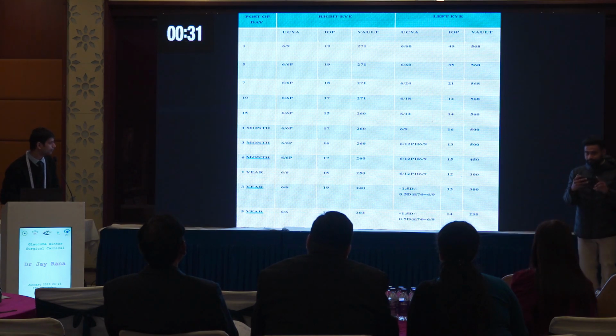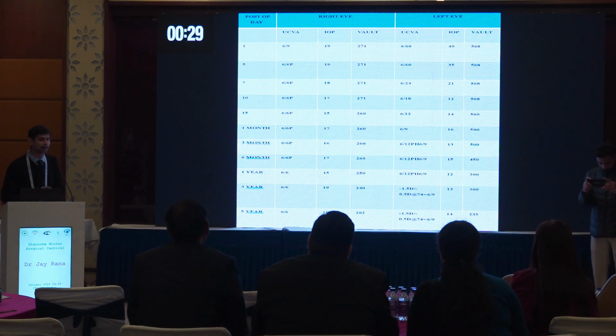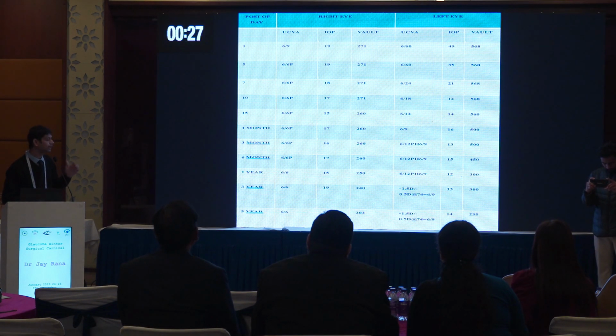This is a study where we have a record from the first post-op day till the 5th year. We can see the improvement in vision, the changes in vault, and the changes in IOP.